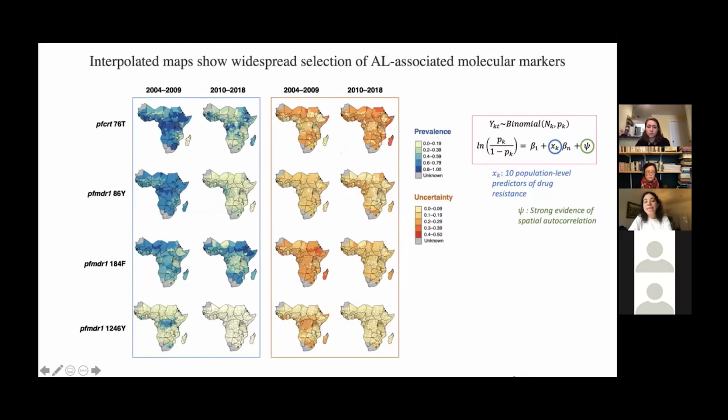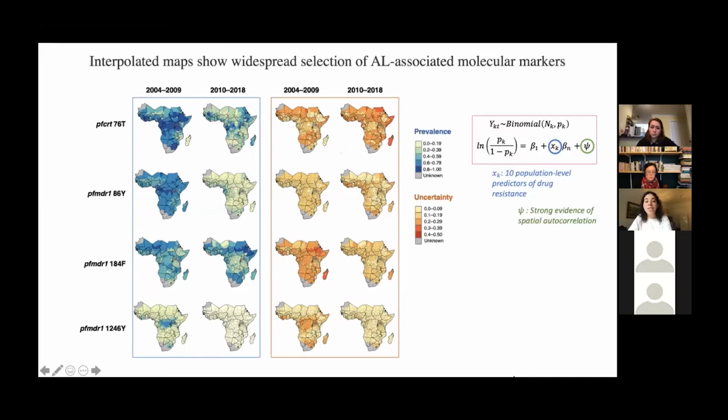We can use Bayesian spatial models to develop interpolated maps, which incorporate regression parameters and spatial autocorrelation parameters to estimate what is happening in regions between data points, for example, in most of Côte d'Ivoire. And we borrow from what we know from data that we do have. This work is in preparation for submission, and here we can see that over time, moving from the first column of maps to the second, the molecular landscape of drug resistance has changed dramatically over 15 years.